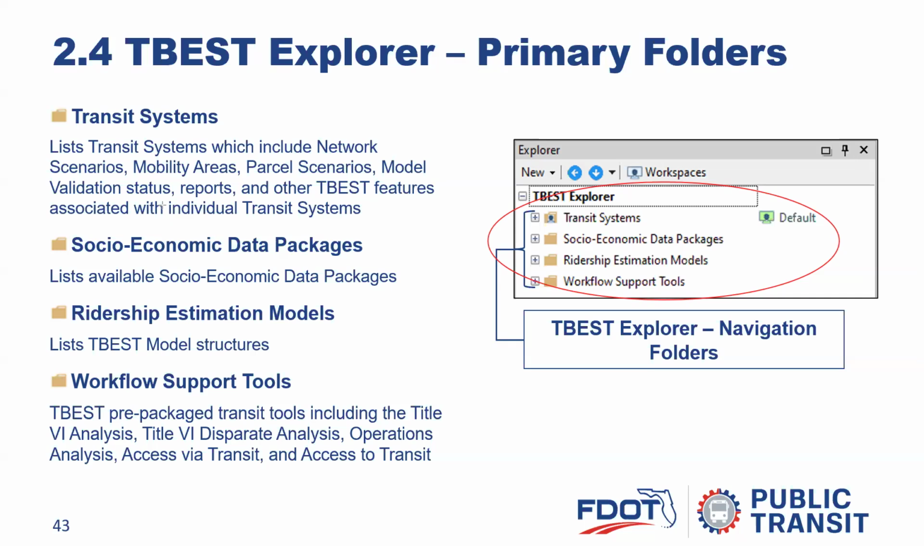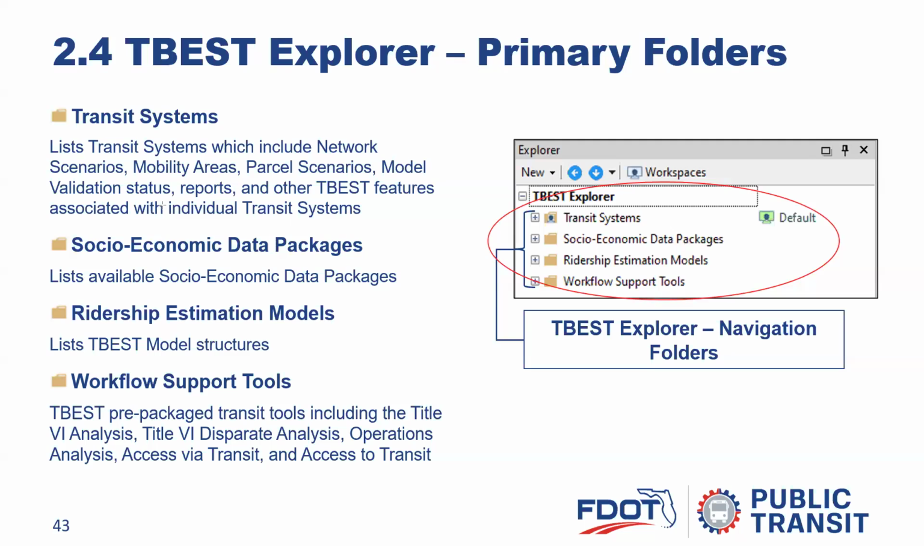So there's a lot of information about each individual transit system, and you can have multiple transit systems. There really isn't a limit on the number of transit systems that you can use. So for instance, when you go to the downloads in TBEST, there are 30 transit systems that are available in Florida. You could download all of them and have all 30 locally there for you to utilize if you wished. I don't know that that's an actual workflow, but it's certainly something you could do if you wish to do it.